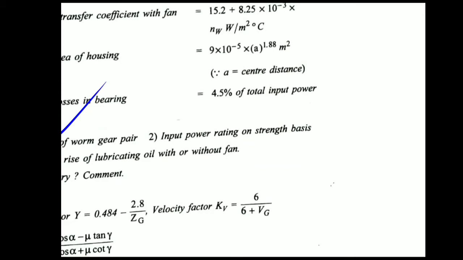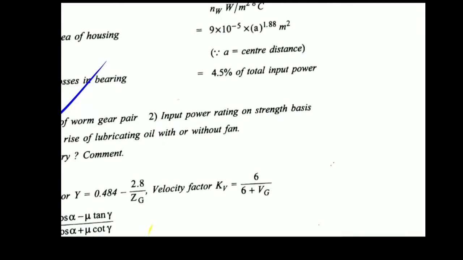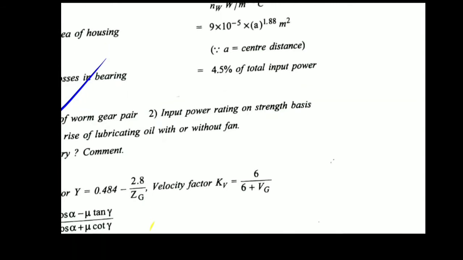The Lewis factor is given, that value we need to take. The KV factor is given. Efficiency generally we take as tan of lambda divided by tan of lambda plus phi, but here they have mentioned the efficiency range, so this efficiency we have to take as it is. Clear?